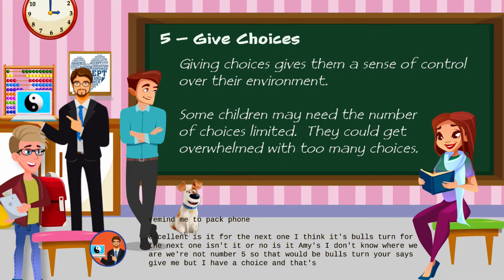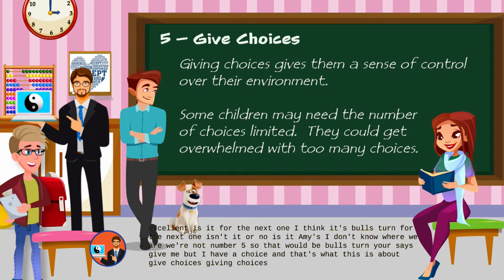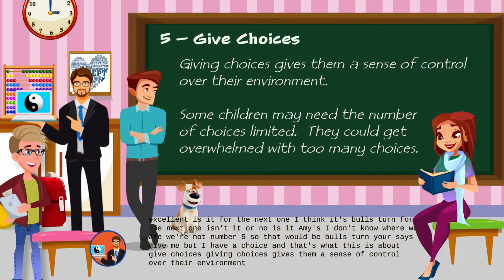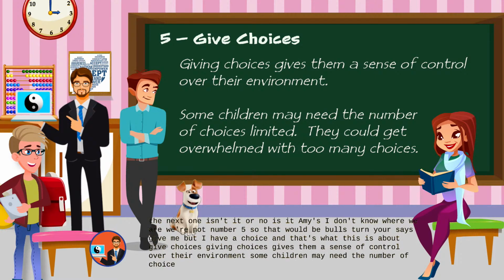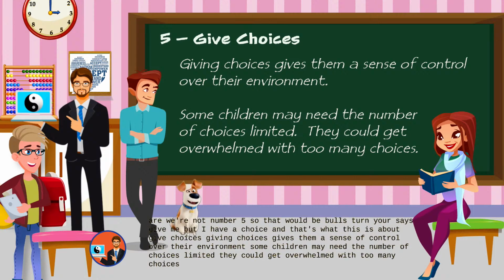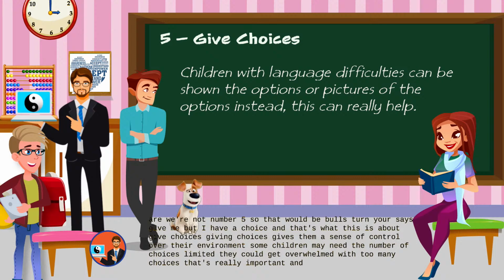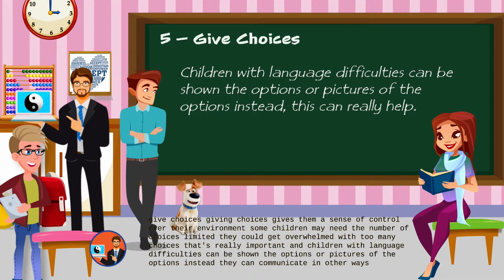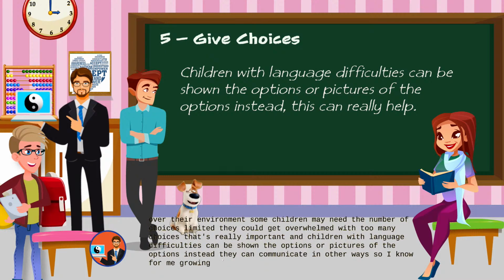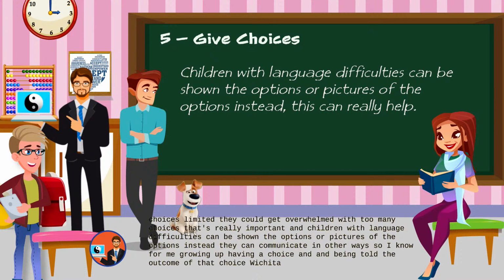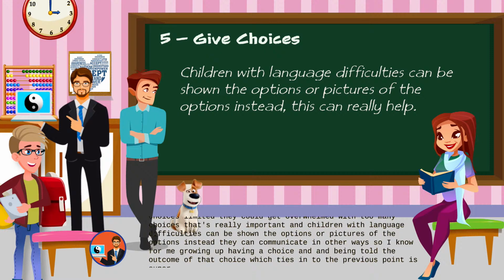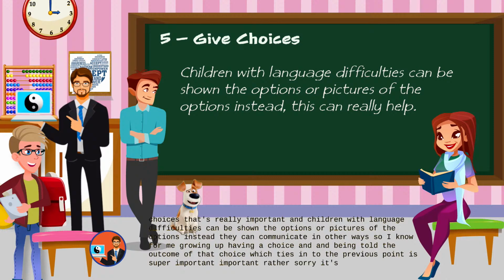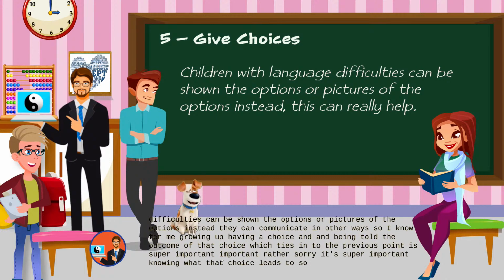But I have a choice, and that's what this is about. Give choices. Giving choices gives them a sense of control over their environment. Some children may need the number of choices limited. They could get overwhelmed with too many choices, and that's really important. And children with language difficulties can be shown the options or pictures of the options instead. They can communicate in other ways. So I know for me, growing up, having a choice and being told the outcome of that choice, which ties into the previous point, is super important. Knowing what that choice leads to, that's key too.